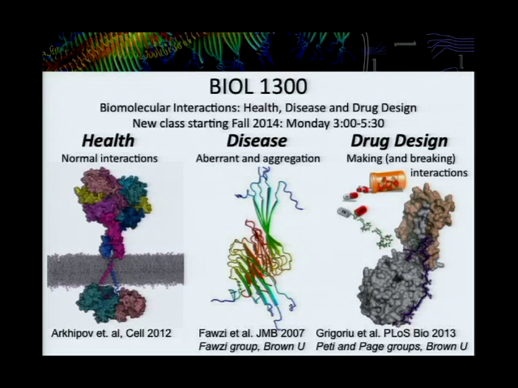The idea of the class is to understand more about the physical interactions that make life possible, what goes wrong in disease, and then how you can use design techniques, both experimental and computer, to solve some of these problems. We're going to have computational aspects, experimental aspects, guest lectures from industry, as well as other faculty here at Brown. So it should be an exciting seminar class. Thanks very much.